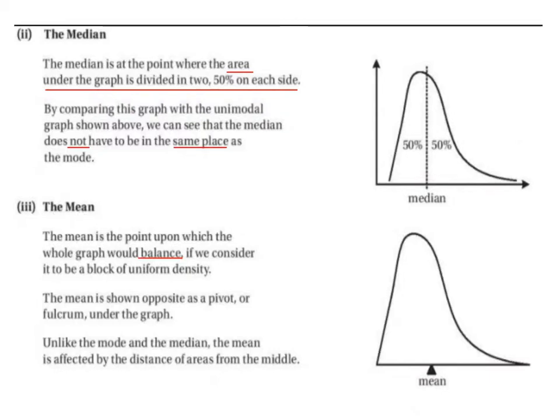The mean. The mean is the point upon which the whole graph would balance if we consider it to be a block of uniform density. The mean is shown opposite as a pivot or a fulcrum under the graph. So if we imagine this was a balance or a pivot, the graph would balance perfectly. This line would be completely horizontal because it would have the same weight on the left as it has on the right. Unlike the mode and the median, the mean is affected by the distance of areas from the middle.